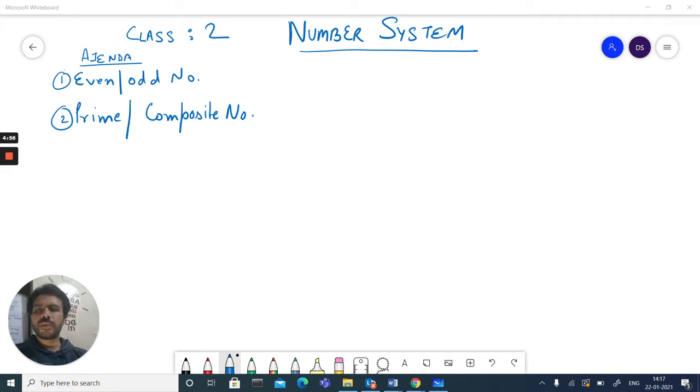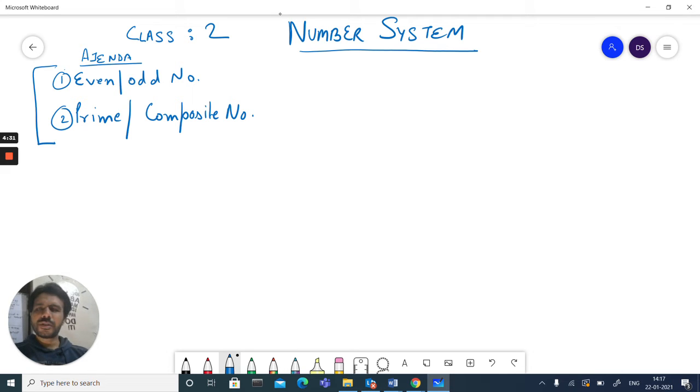So last time, if you remember, we talked about rational and irrational numbers, and we said a number which can be represented in a p by q form is a rational number, while a number which cannot be represented in a p by q form is an irrational number. Today, let's move ahead and focus on two new topics. The first one is even and odd numbers, and the second one is prime and composite.